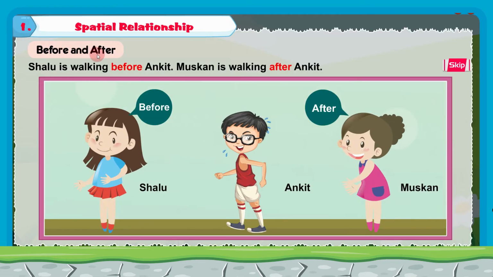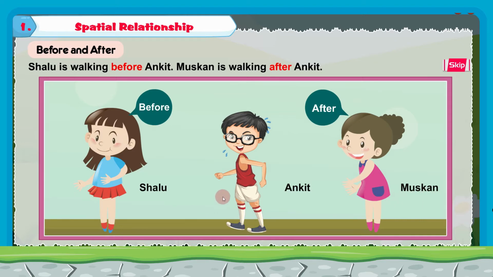Before and after. Shalu is walking before Ankit. Muskan is walking after Ankit. So here we can see three children. This is a girl, her name is Shalu. This is a boy, his name is Ankit. And this is a girl, her name is Muskan.